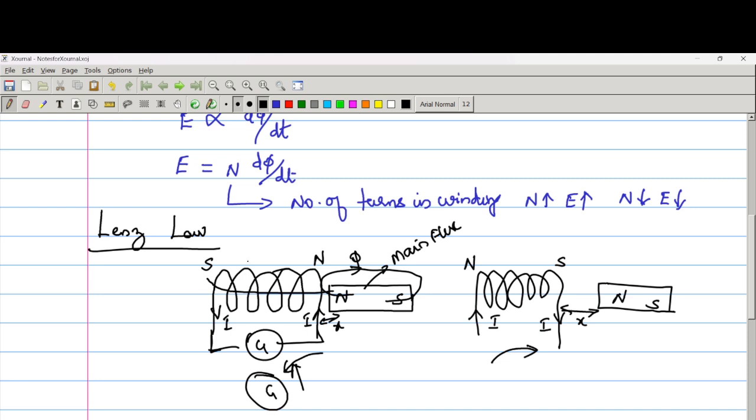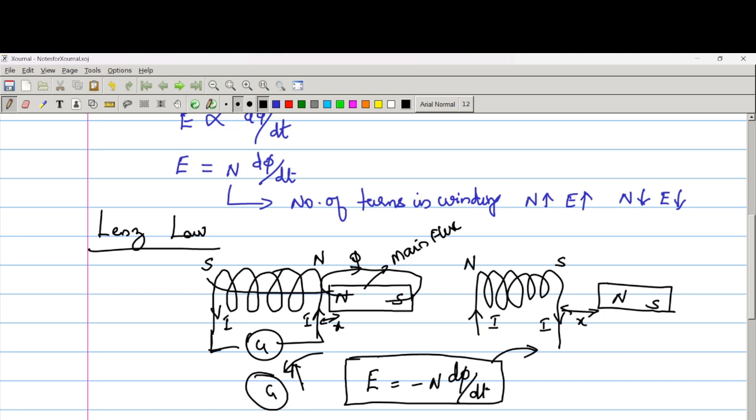That is why the induced EMF is equal to minus N into d phi by dt. This is one of the important definitions of Faraday's law of electromagnetic induction. Faraday's law of electromagnetic induction has two concepts: electromagnetic induction as well as Lenz's law. First, whenever the magnet is moving, only then will the rate of change of flux happen. Therefore induced EMF is directly proportional to the rate of change of flux. When the magnet is stationary, the rate of change of flux is equal to 0.